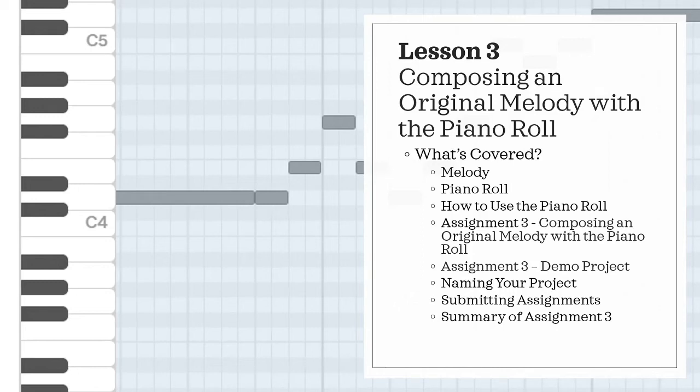Lesson 3. Composing an original melody with the piano roll. This is where we start to get into the nitty-gritty of editing in a DAW. So we'll be covering what a melody is, what the piano roll is, how you use it, what you'll be doing for assignment 3. I'll do a little demo, and then we'll go over again how to name your project, how to submit the project, and another summary of this assignment.